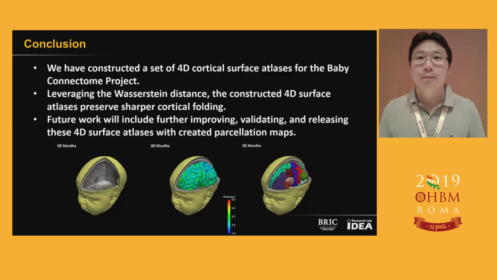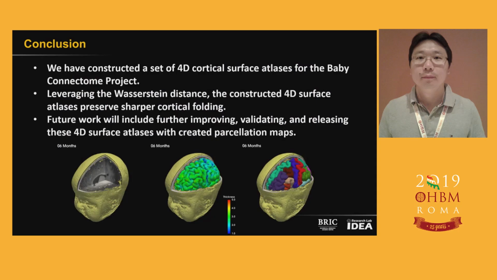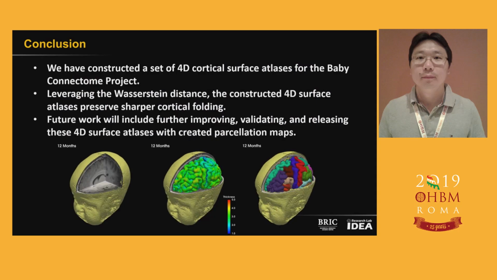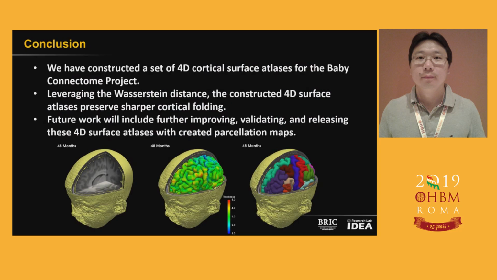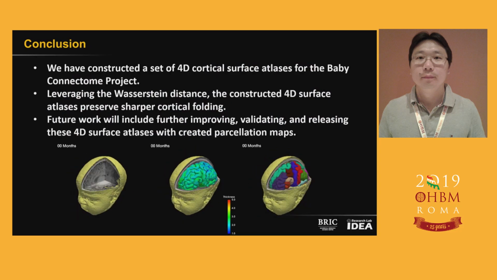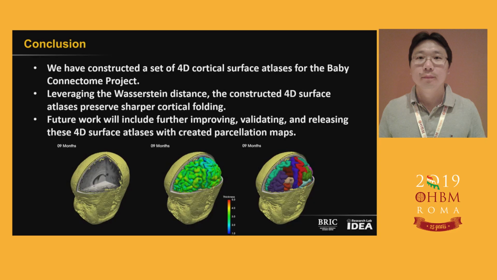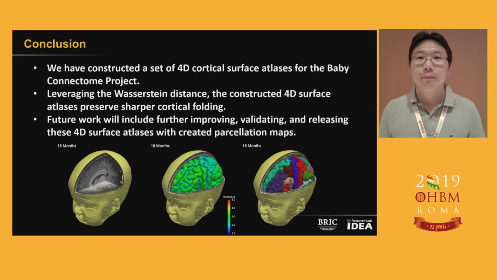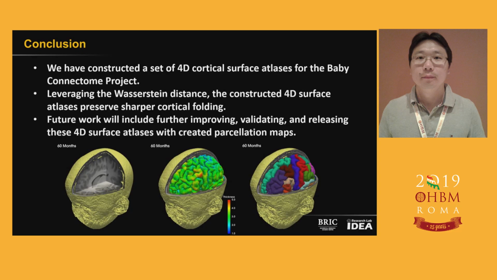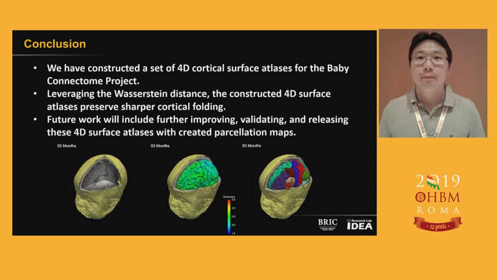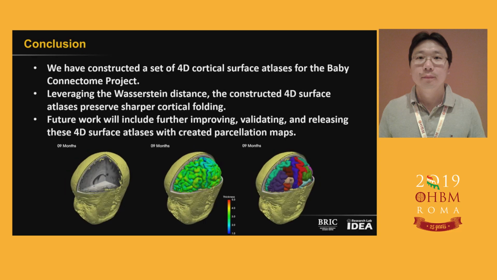So in conclusion, we have constructed a set of 40 cortical surface atlases for the Baby Connectome Project. By using the Wasserstein distance, these constructed atlases preserve sharp folding patterns. This will lead to improved registration performance in comparison to atlases constructed by the conventional average-based method.